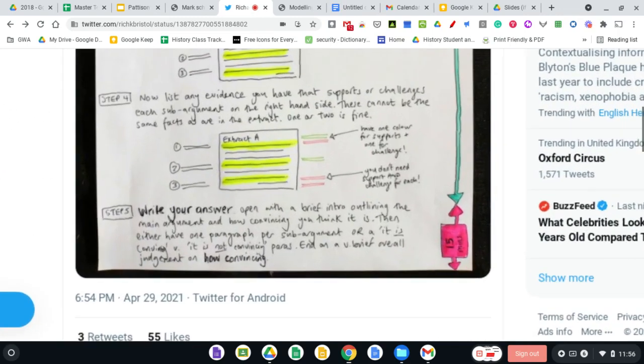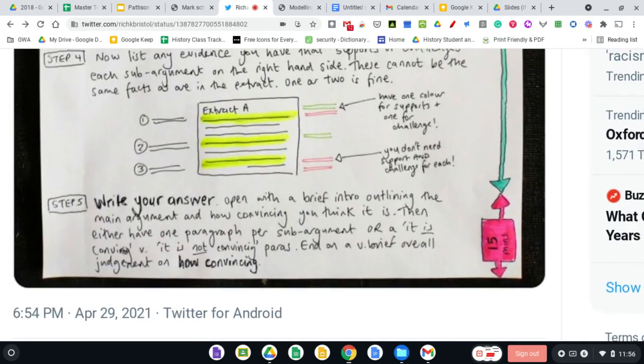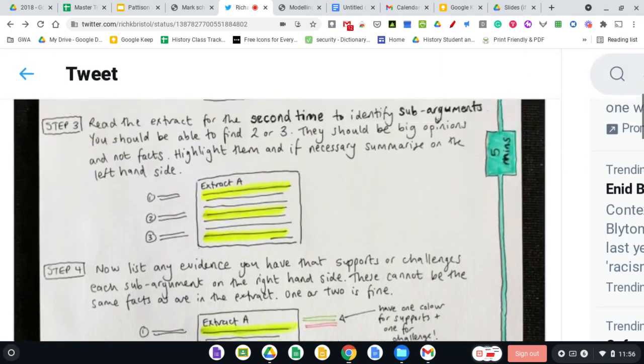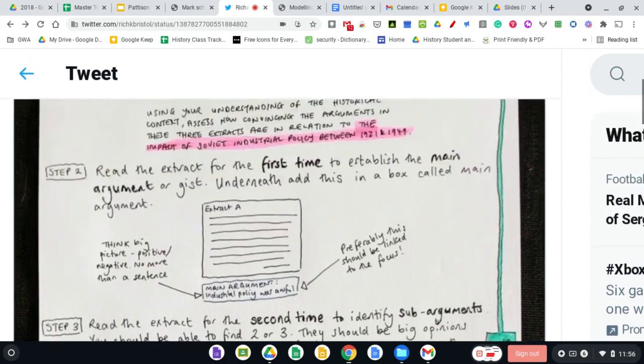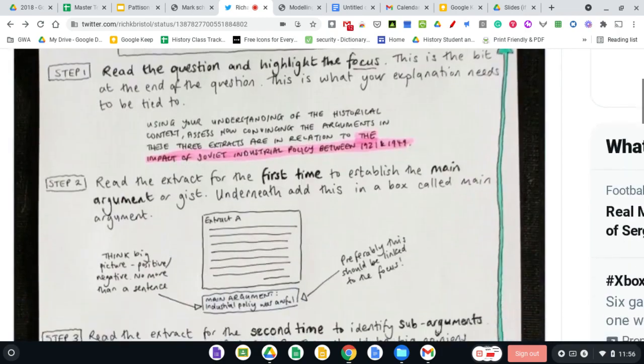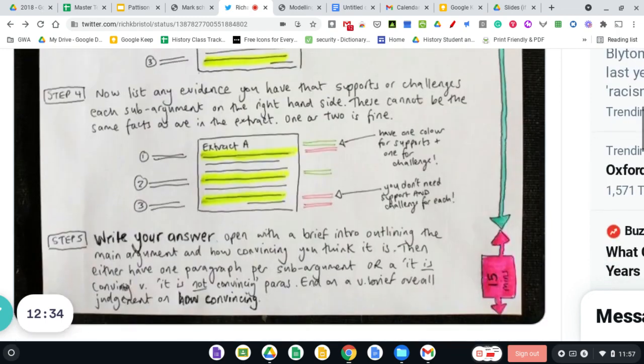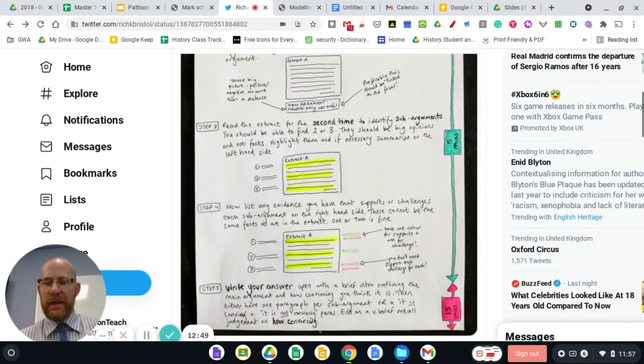Okay, so then we come to step 5, obviously the most important. This is the actual writing. Now you'll notice from Rich's guidance, the first part should only take around 5 minutes. If it doesn't the first time you're doing this, don't panic. You'll get better as you get more familiar with the approach. But the actual writing should take about 15. So write your answer. Open with a brief introduction outlining the main argument and how convincing you think it is. So essentially, you're going to go back and write up what you did for step 1.